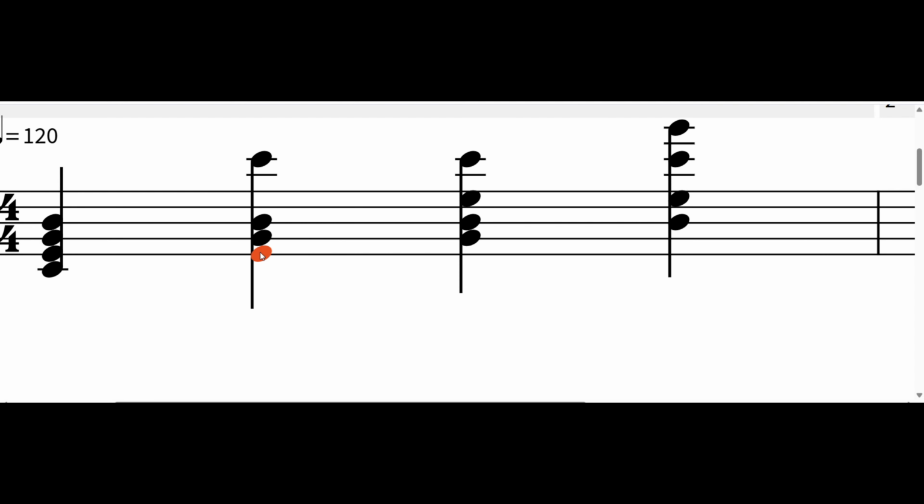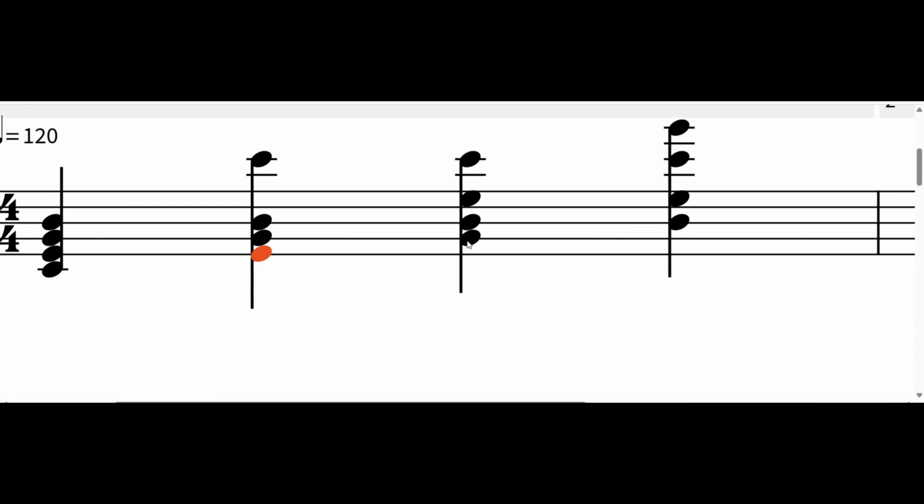So here is the first inversion, and as you can see, the root of the chord is gone, and we have this high C to replace this low C. So the root of the chord moved up to the fifth, and the C is here. And this is the first inversion.